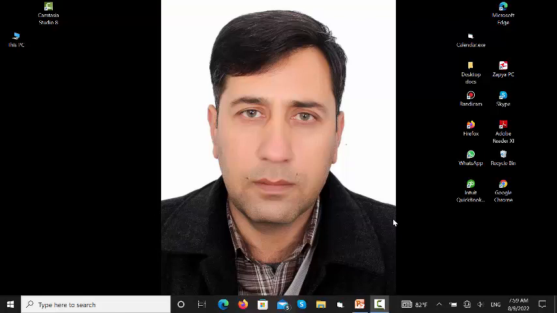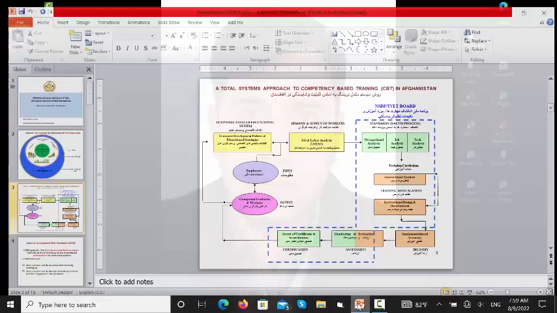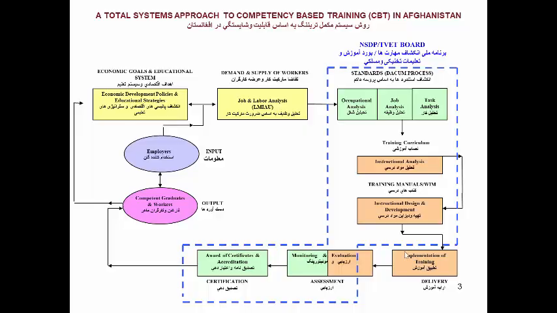Today I would like to tell you a little bit about the total system approach to competency-based training, or CBT, in Afghanistan. The first thing, which is very important for the government, is economic development policies and educational strategies, which highlight the economic goals and the educational system for the country. In considering the economic development policies and educational strategies, we need to know the priority economic sectors and also occupational areas in each sector.